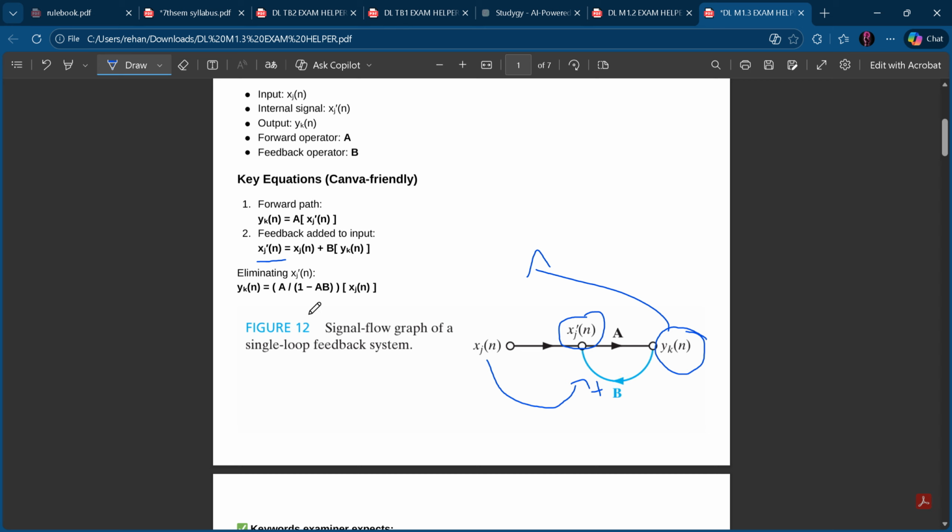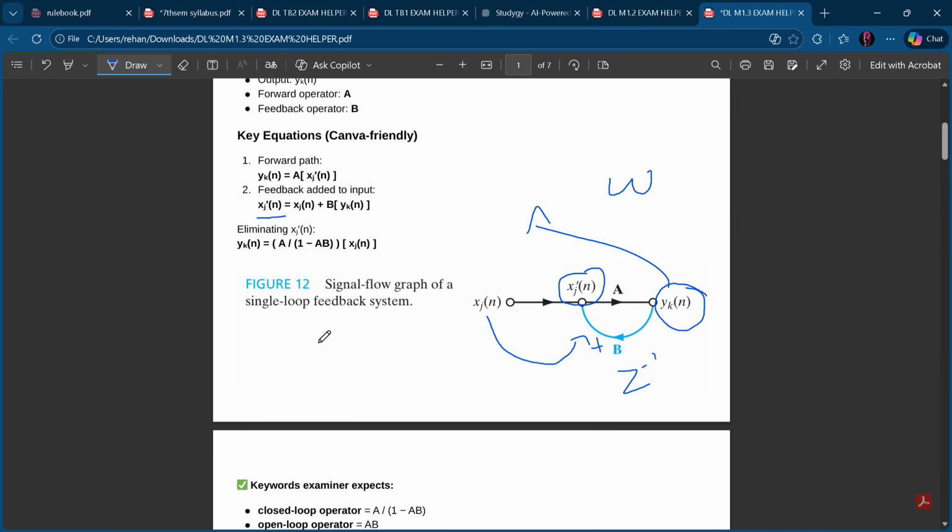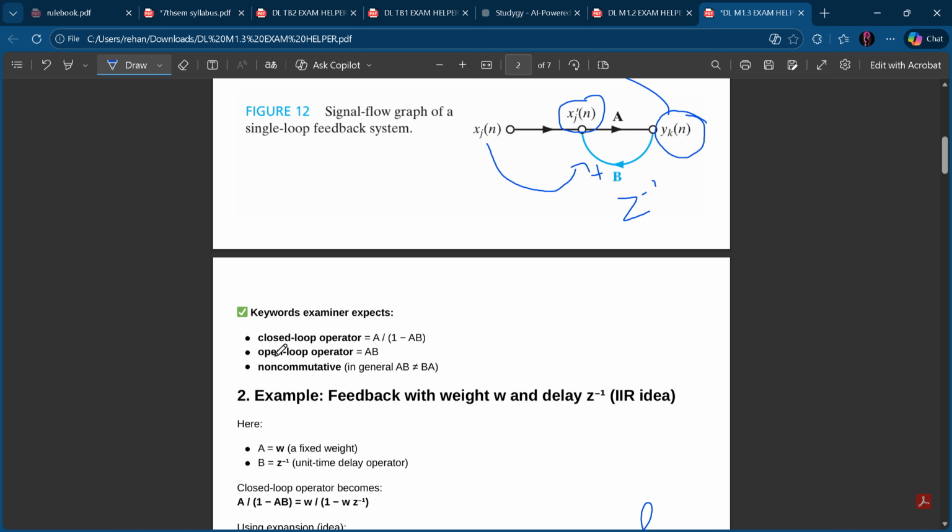How do you eliminate xj of n? Simple. Output is equal to A divided by 1 minus AB into xj of n. So here, 1 minus AB. Usually A is nothing but the actual true weight and B is usually denoted as Z inverse. We'll see that here. Here is the signal flow graph of a single loop feedback system. This is the closed loop operator, A divided by 1 minus AB, simple. Open loop operator is just AB. So you have AB, and AB divided by 1 minus AB is the closed loop, then non-commutative: AB is not equal to BA.